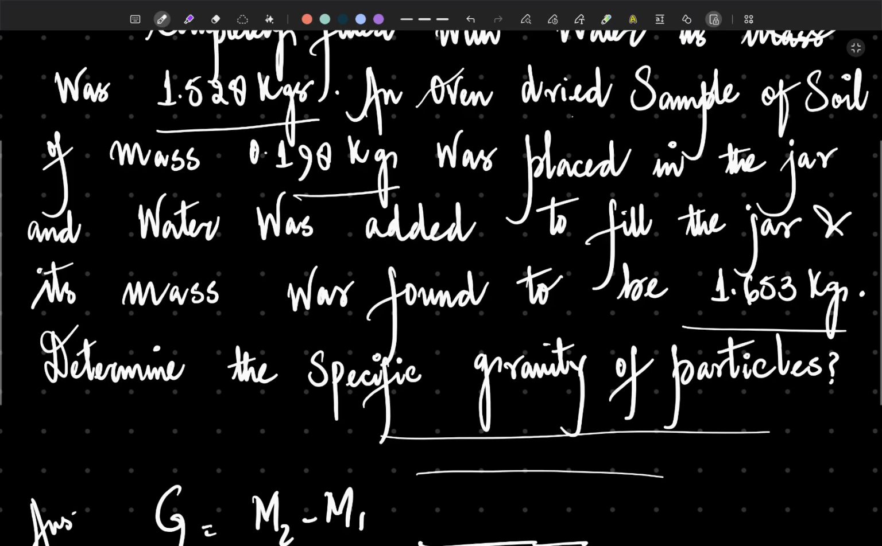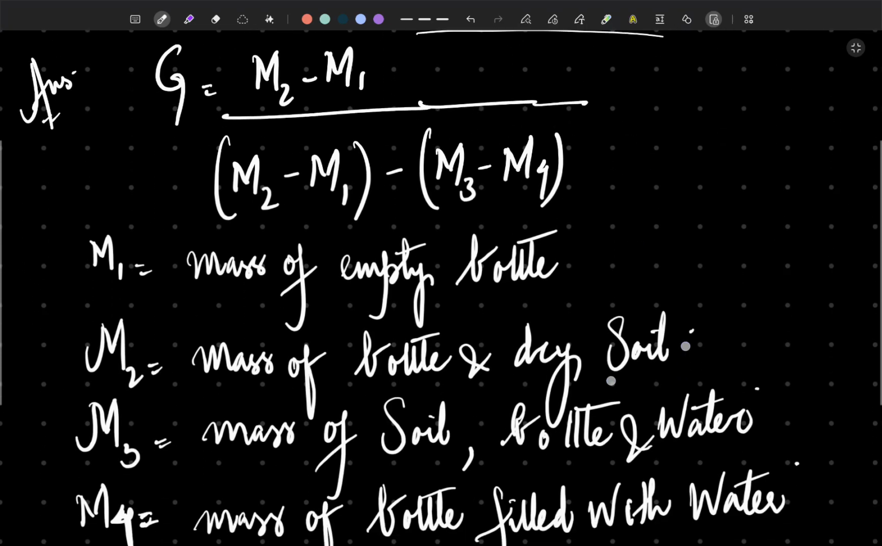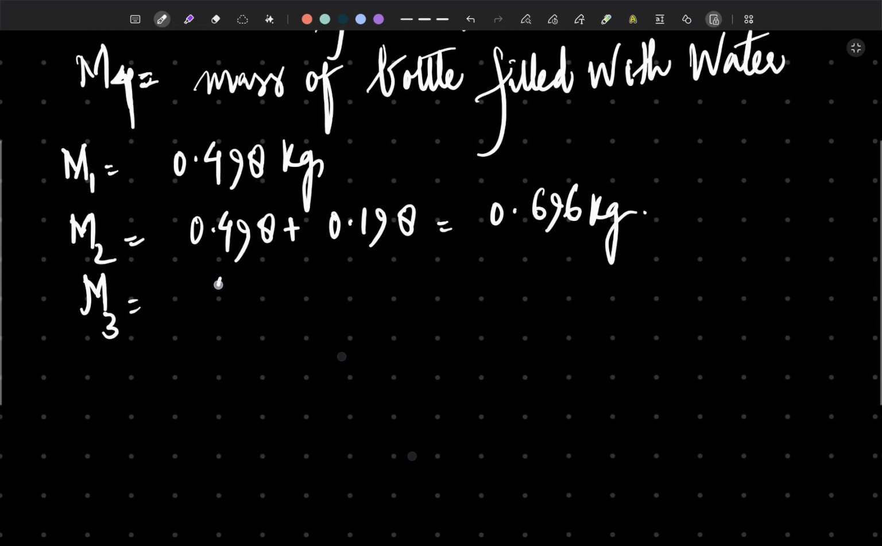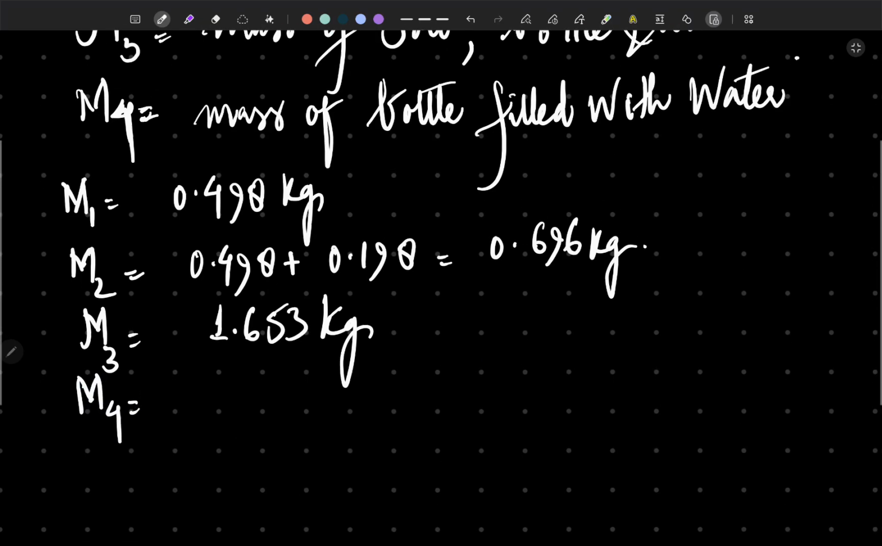An oven dried sample of soil of mass this much was placed in the jar and water was added to fill the jar, and its mass was found out to be 1.653 kgs. That means mass of bottle, mass of soil, bottle and water is how much? It is 1.653 kgs. So M3 is 1.653 kgs.